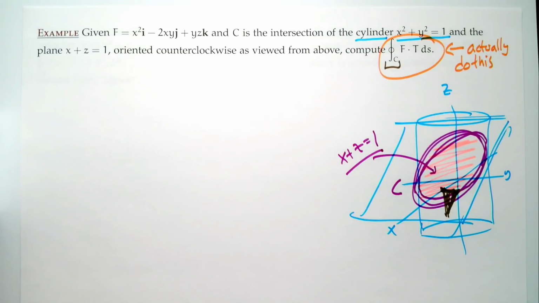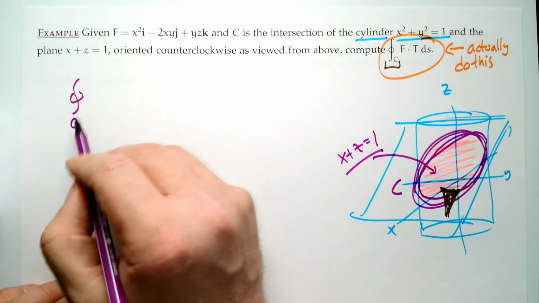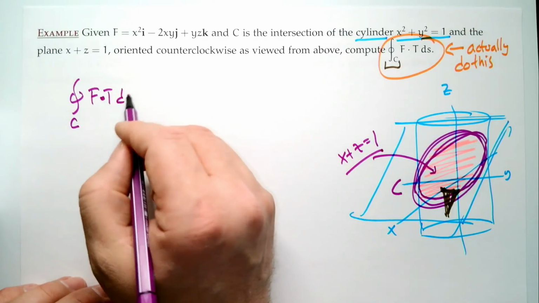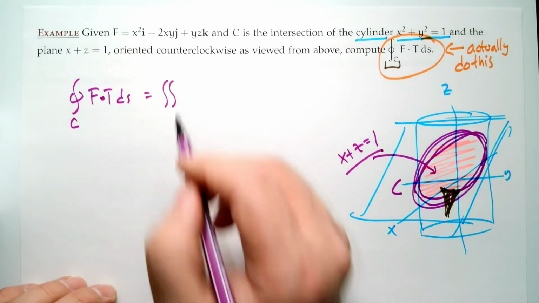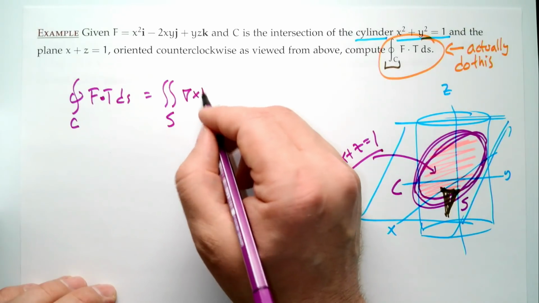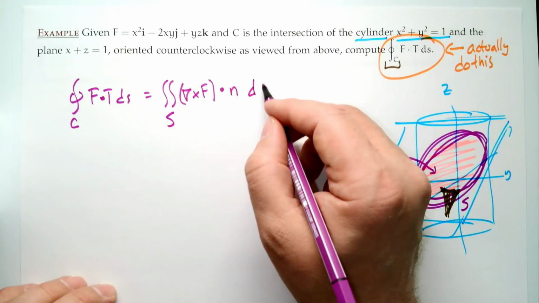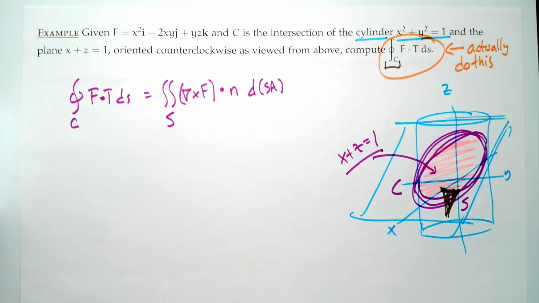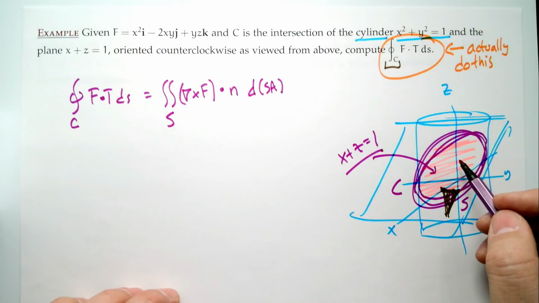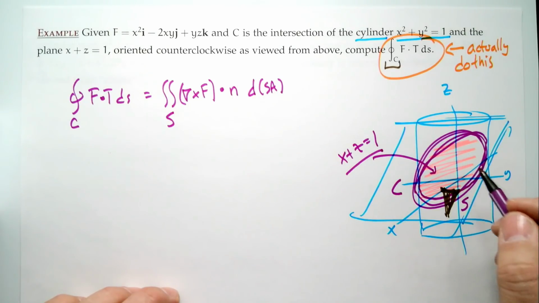Now, here, we can do the following. We can say the integral along the curve of f dot T ds is equal to the integral on our surface, call it S for now, of the curl of f dot n dS. Now, because of the orientation, will my normal vector point upwards or will it point downwards? It's an upward pointing normal.